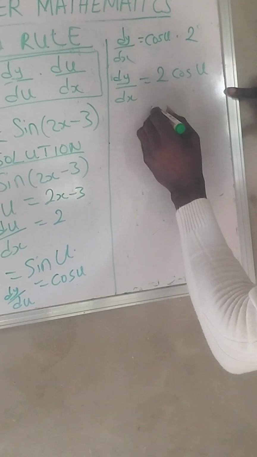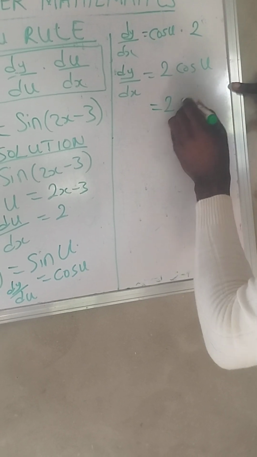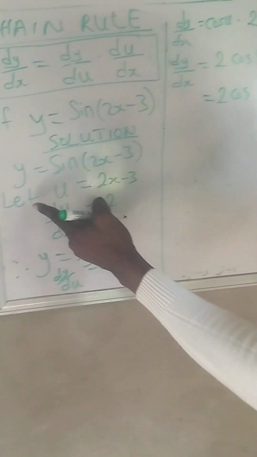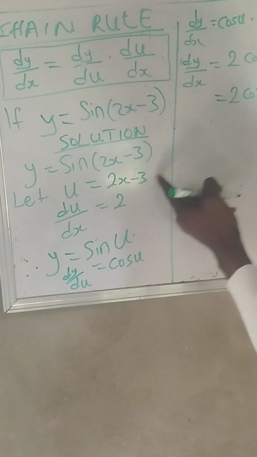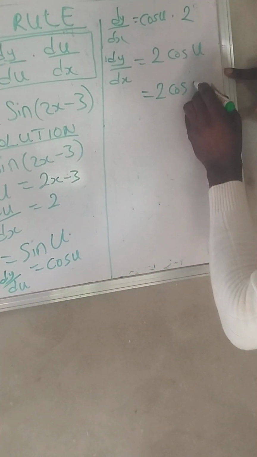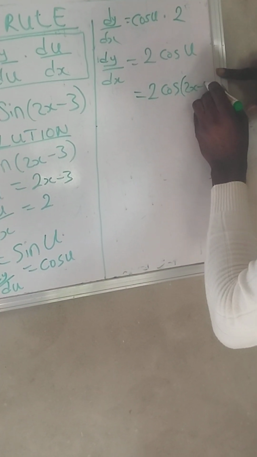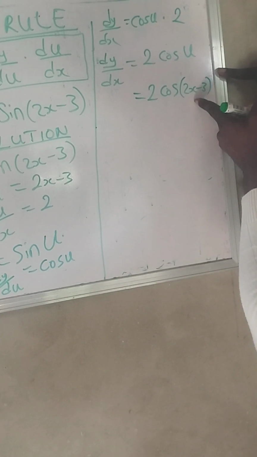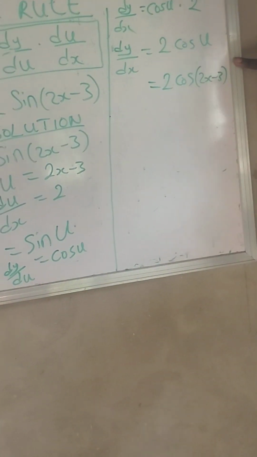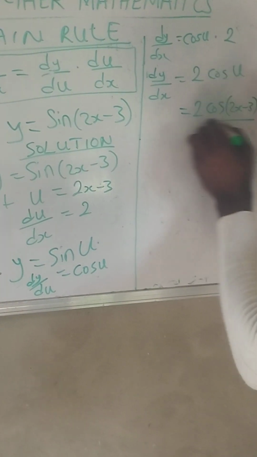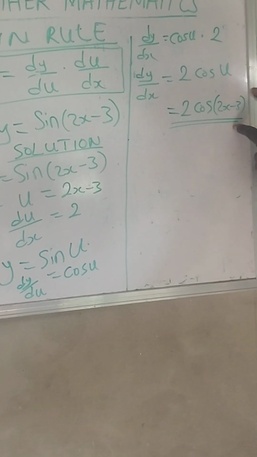Don't forget we have a value for u. The value for u is here. So let u equal to 2x minus 3. So we'll fix it: 2 cos of (2x minus 3). We are no longer writing u. So this becomes our final answer: dy/dx equal to this.